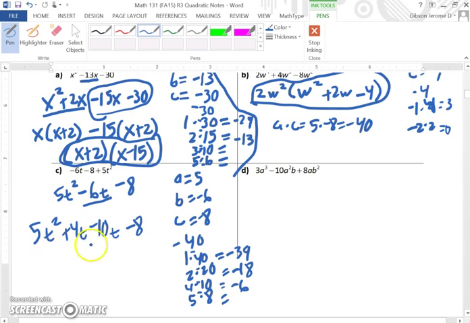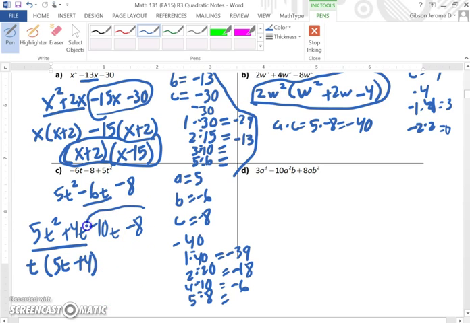Okay, class, picking up where we left off, we replaced positive 4t and minus 10t for the negative 6t. So we grouped the first two values. 5t squared and 4t only has t in common, so that would leave us 5t plus 4 in parentheses.